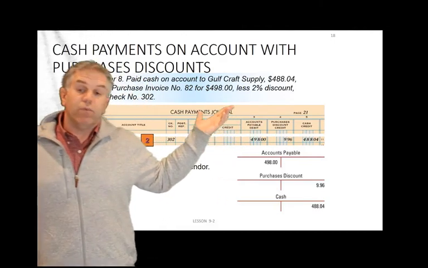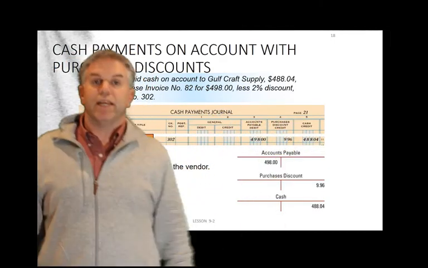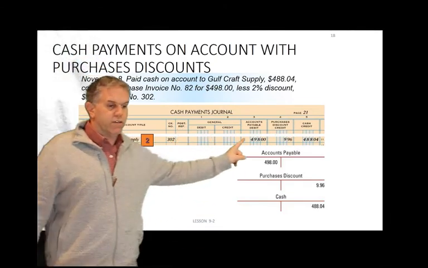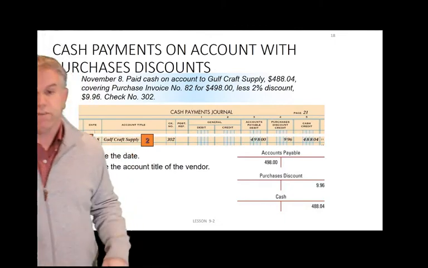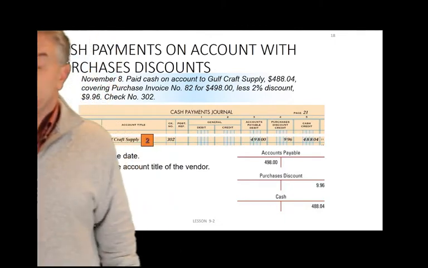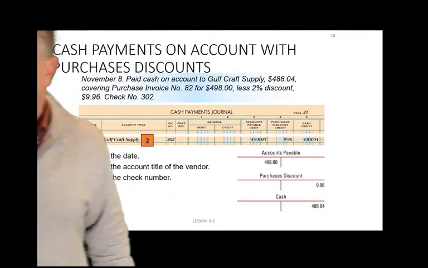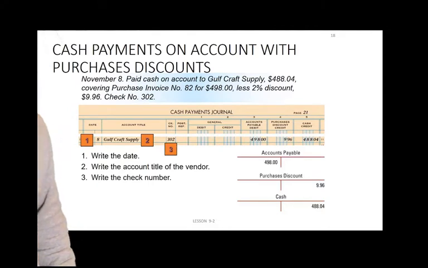It's kind of like saying, what are you hungry for? Oh, I'm hungry for food. Well, that doesn't give us enough detail. Well, what's this for? Well, it's an accounts payable. But to who? Oh, Golfcraft Supply. That's what that's there for. Again, we put our purchase discount. And you can see here, now we're going to write the check number and my accounts payable.